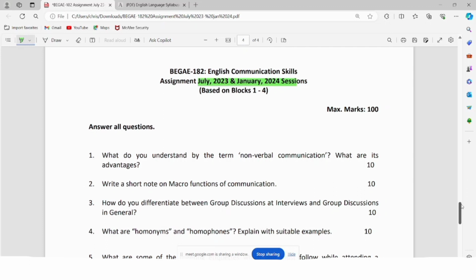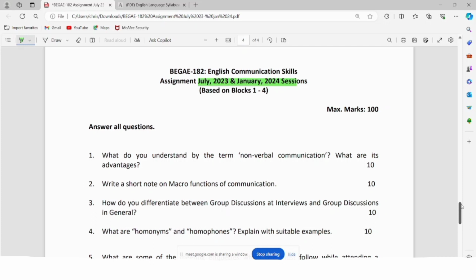A general guideline that I'd like to mention is, as these are short essay questions, as per the instructions, you are expected to give a brief introduction and conclusion. Just keep that in mind. So shall we move on to the questions as such?